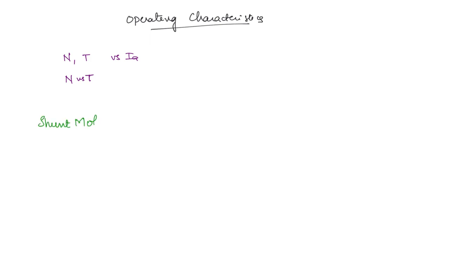So the shunt motor and the separately excited motor are going to have more or less similar operating characteristics. So you can write shunt motor or separately excited motor. This is because the only difference between the two is what? The field excitation. And if you are keeping the field excitation magnitude equal for both of them, then their operation is more or less similar. That is why they are going to have the same operating characteristics.